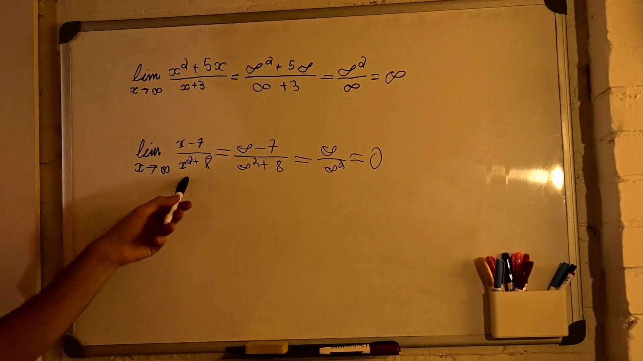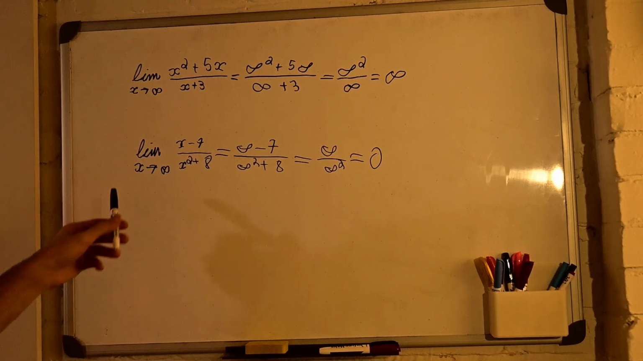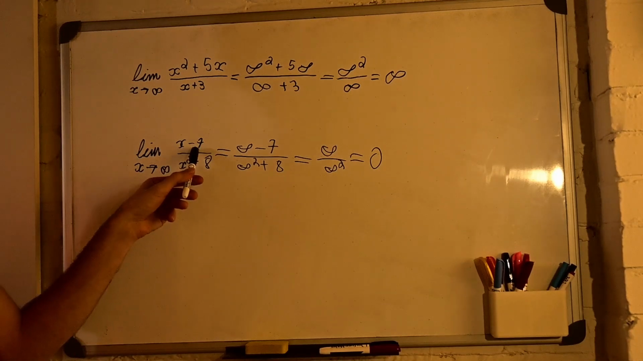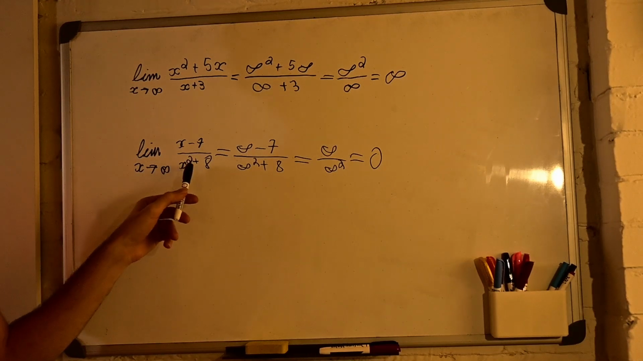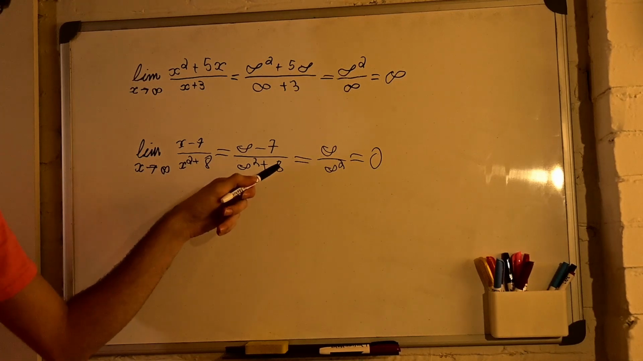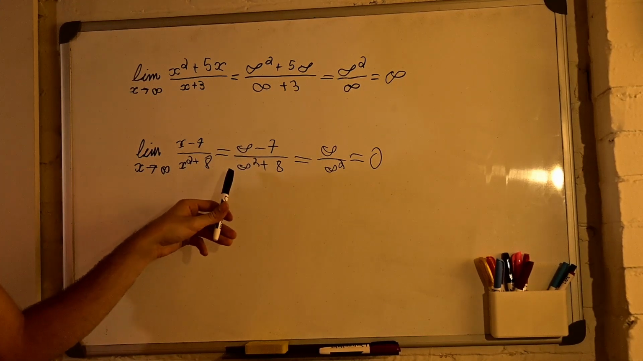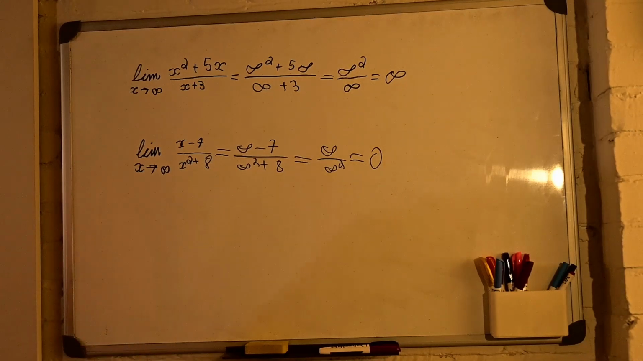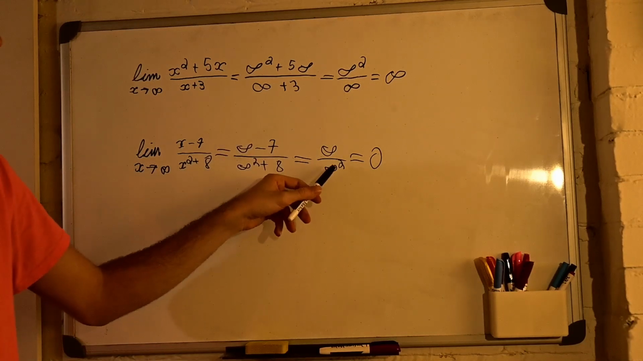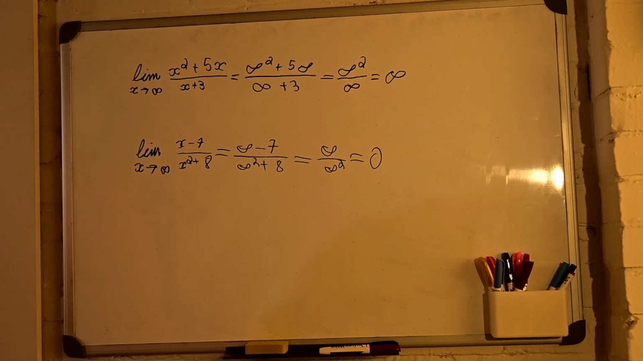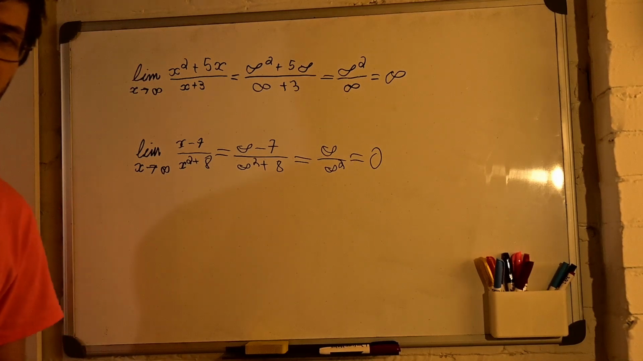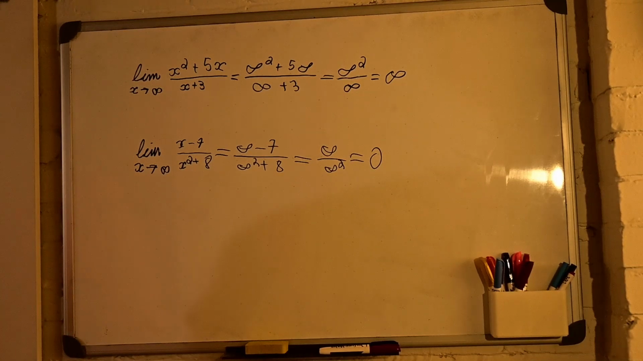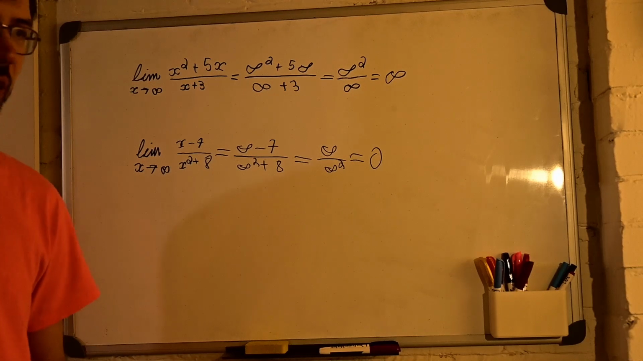And here we have the opposite situation. So we have the limit as x approaches infinity of x minus 7 divided by x squared plus 8. So we plug in infinity: infinity minus 7 divided by infinity squared plus 8. The minus 7 and plus 8 go away, and you have infinity divided by infinity squared. So infinity squared is bigger than infinity.